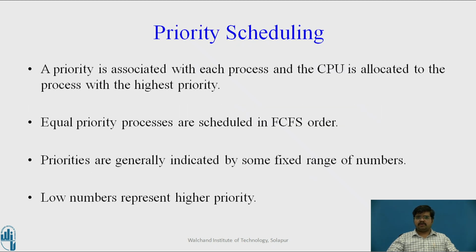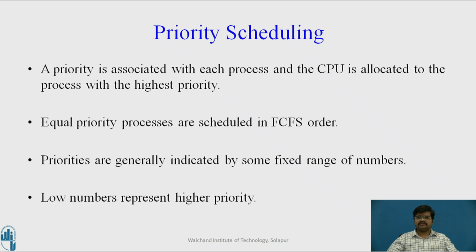So priority scheduling. What is the meaning of the word priority? A priority is associated with each process and the CPU is allocated to the process with the highest priority. So what is a priority? Priority is a number, and the CPU is going to assign a number to that particular process. The process having the highest priority will be executed first. And if two processes have equal priority, then processes are scheduled in FCFS order, first come first served order. Priorities are generally indicated by some fixed range of numbers.